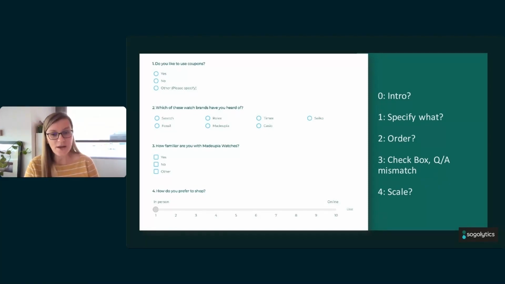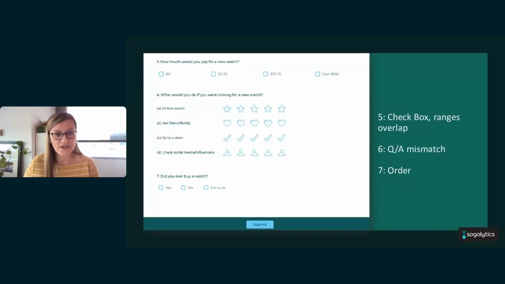How do you prefer to shop? Number four is an unusual scale. There's not really a relationship between in-person and online that could perhaps be measured on a 10-point scale in this case. This is more of a binary choice, perhaps, or how likely are you to do one versus the other? A little bit of a weird way to measure exactly how you prefer to shop, some sort of unusual structure there.